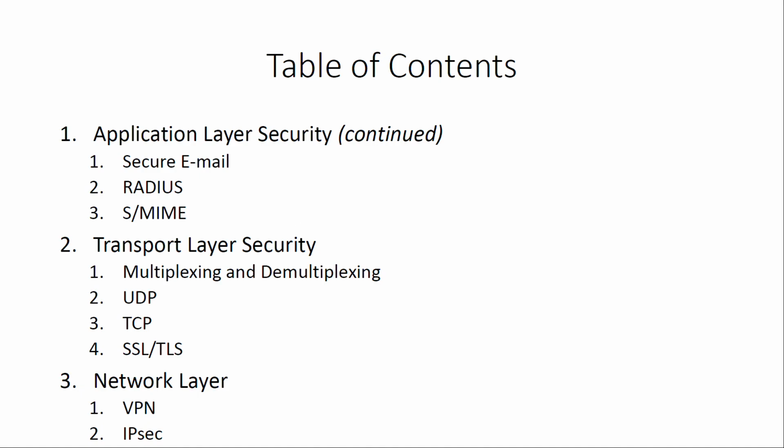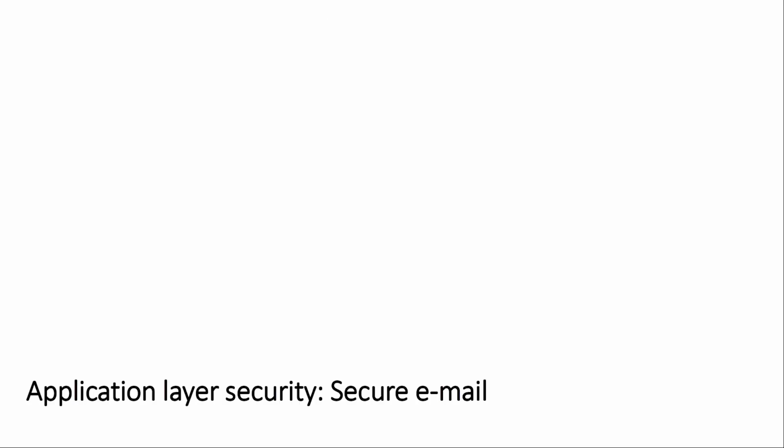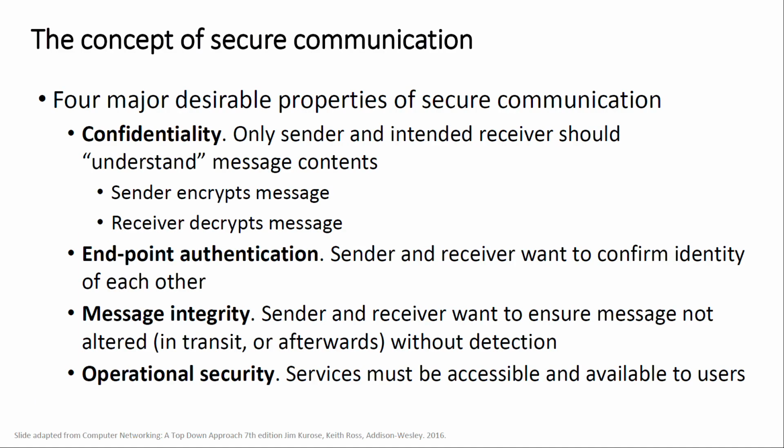Then we will talk about transport layer security and network layer security, but I think I will do them in two different new videos. So today this video will be about application layer security. I will talk briefly about secure email and then a little bit about Radius and S/MIME. You know that these slides are adapted from these books and I strongly suggest you read them. So let's move on to secure email.